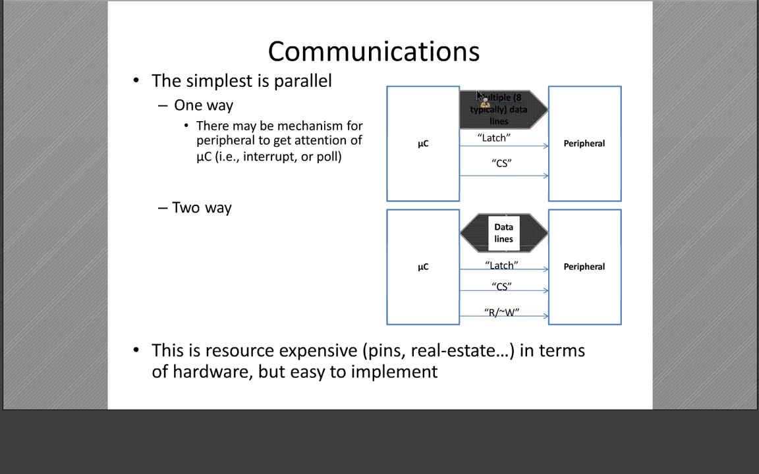Okay. We said this is one-way parallel communication. These two pins are for control, for handshaking, for control bus. For example, latch for latching the data inside this peripheral, and chip select for selecting this peripheral. Okay, and this is two-way. The data line is bidirectional: the microcontroller can read data in parallel format from the peripheral, or send data to the peripheral, as parallel.